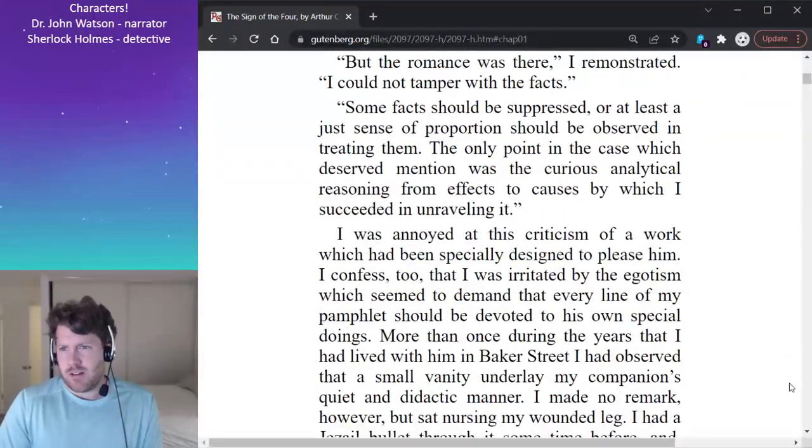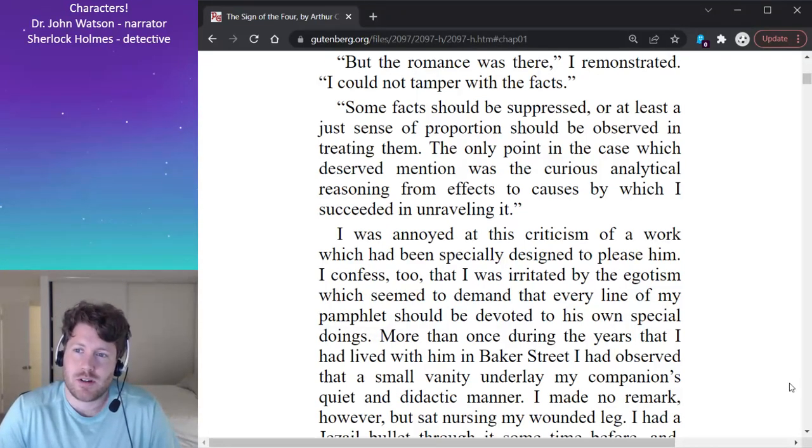"But the romance was there," I remonstrated. "I could not tamper with the facts." "Some facts should be suppressed, or at least a just sense of proportion should be observed in treating them. The only point in the case which deserved mention was the curious analytical reasoning from effects to causes by which I succeeded in unraveling it."